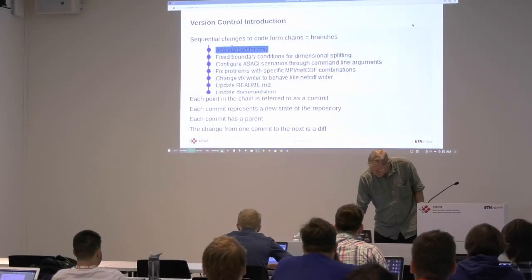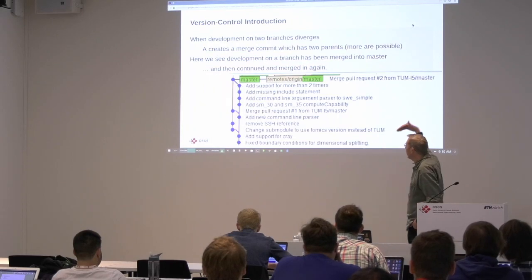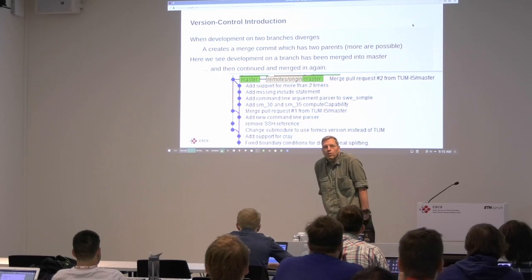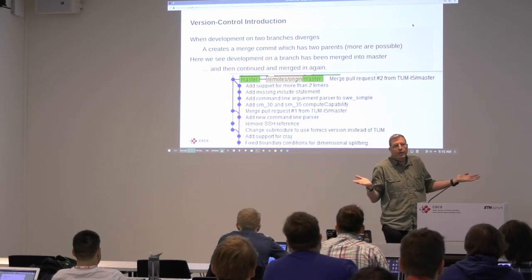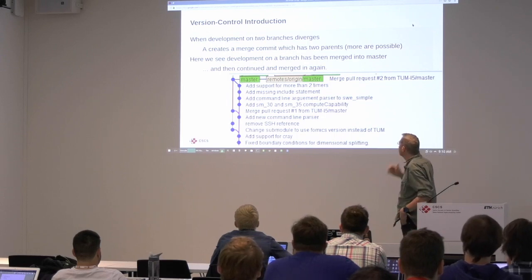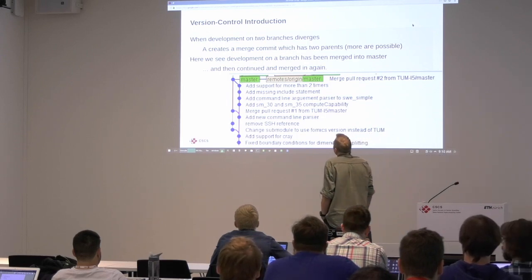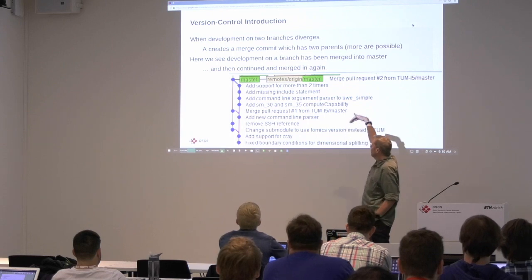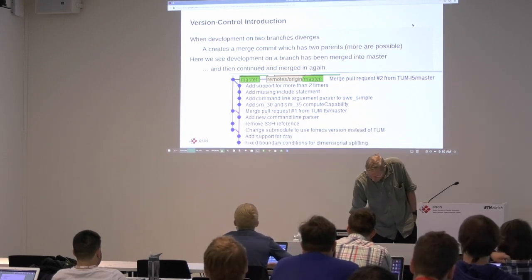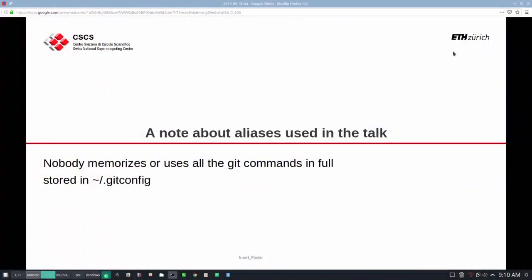So diffs are the basic sequence of steps that go from one to the next. And of course, when two developers, or one developer working on two different things, start to diverge, this is when branches form. Commits tend to have parents, and merges have more than one parent, and you get these trees forming.